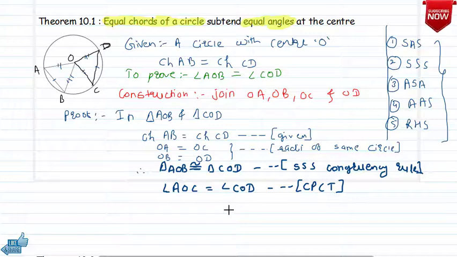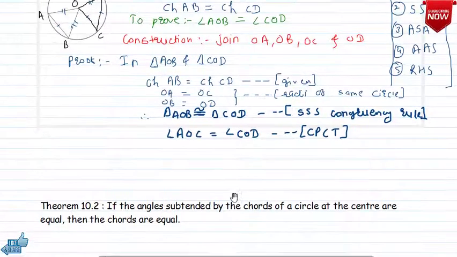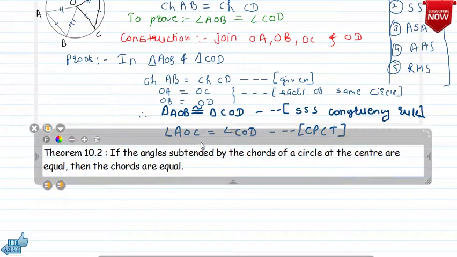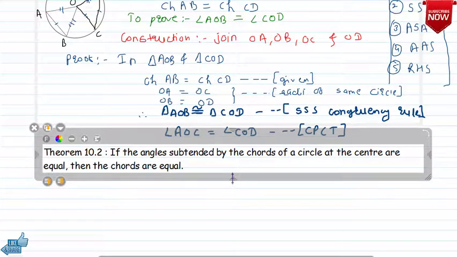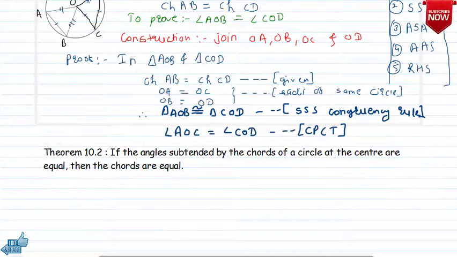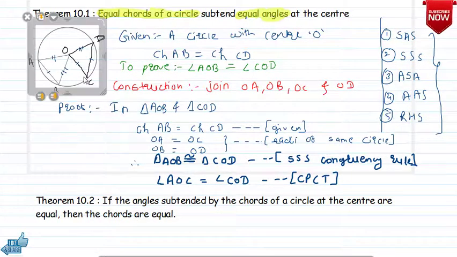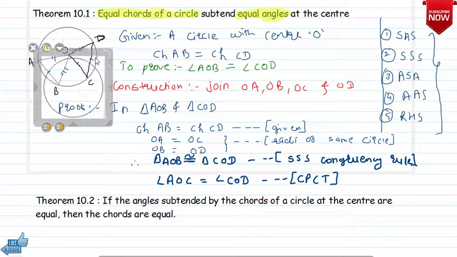Now come to our next theorem. Without wasting time, let's come to the next theorem. We have to show that if the angles subtended by the chords of a circle at the center are equal, then the chords are equal. So now again we have to draw the circle. I will take this circle below to save my time.